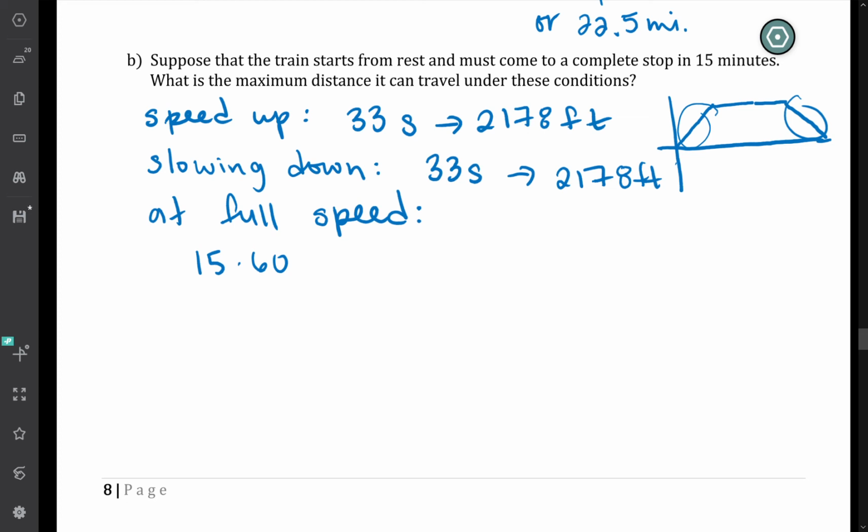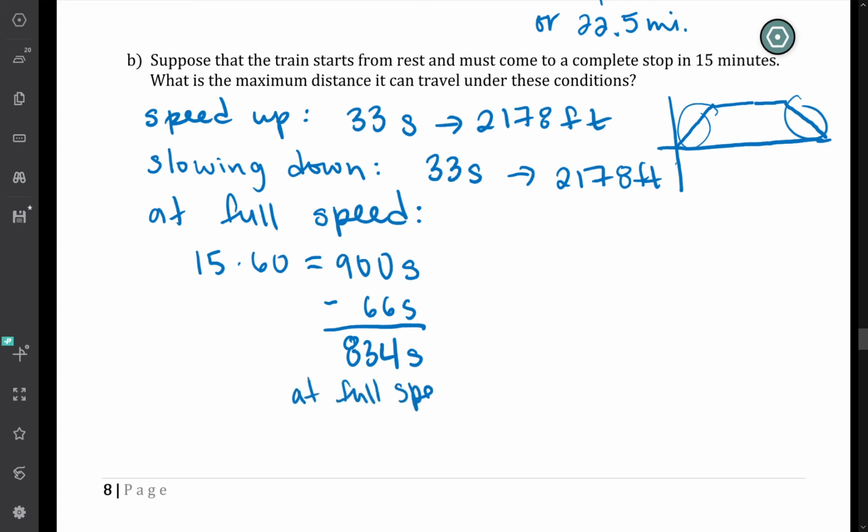It's too early for me to multiply. Which is 900 seconds. I guess it wasn't really too early. That was really lazy of me. Okay. That does not mean that we will spend 900 seconds going 132 feet per second. We have to subtract out the 66 seconds that we spend speeding up and slowing down. So we're really only going to spend 834 seconds at full speed.